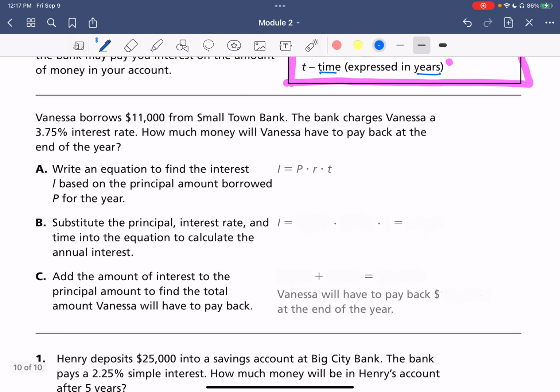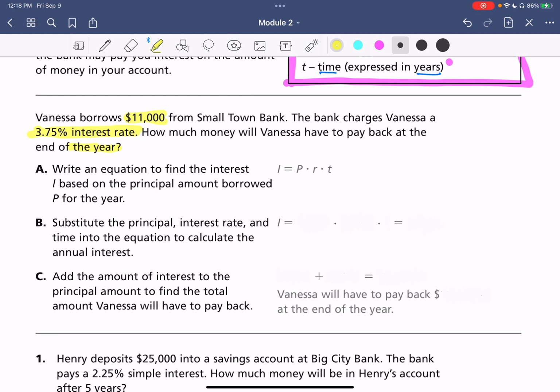All right, we have Vanessa here. She borrows $11,000 from Small Town Bank. The bank charges Vanessa an interest rate of 3.75%. How much money does Vanessa have to pay back at the end of the year? So again, we're going to highlight our important stuff. We have an initial amount of $11,000. We have an interest rate of 3.75%. And then the end of 1 year. So we just have 1 year for right now.